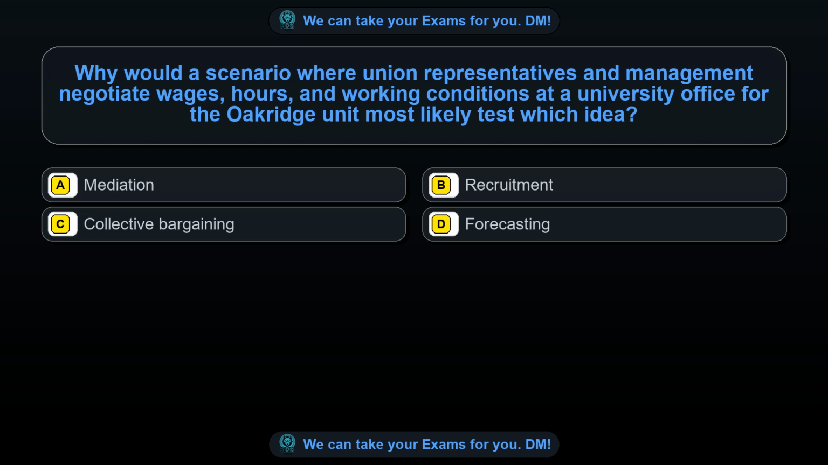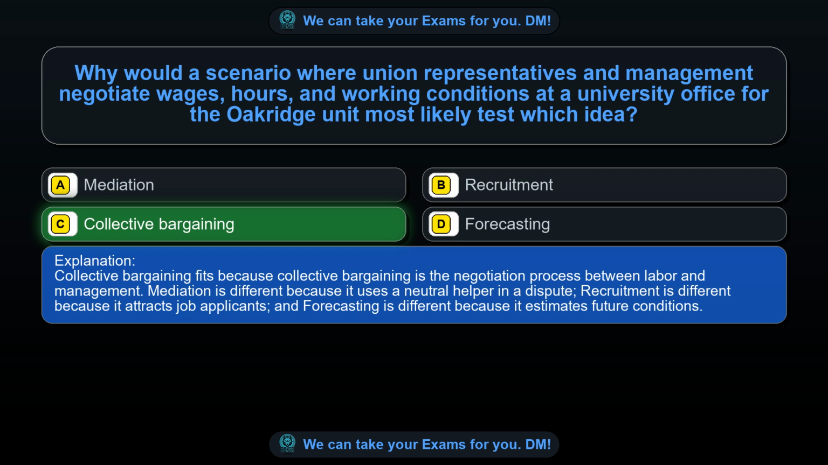Question 61. Why would a scenario where union representatives and management negotiate wages, hours, and working conditions at a university office for the Oak Ridge unit most likely test which idea? Option A, mediation. Option B, recruitment. Option C, collective bargaining. Option D, forecasting. The correct answer is option C, collective bargaining.